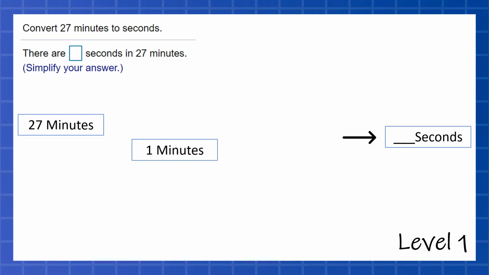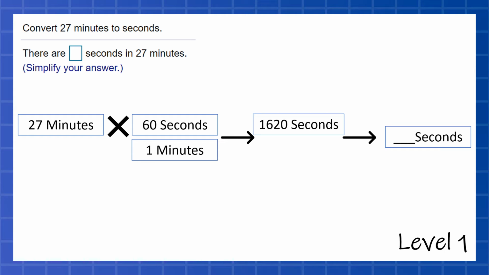Now I do know that I can put minutes on the bottom and that will cancel out the minutes. So what is equivalent to 1 minute in seconds? 60 seconds. Then we're going to multiply straight across the top and bottom. And that will give us 1,620 seconds and 1 on the bottom. I want you to notice that the minutes on the top and the minutes on the bottom canceled out. So it's not 1 minute, it's just 1.